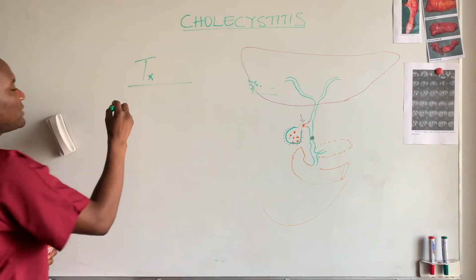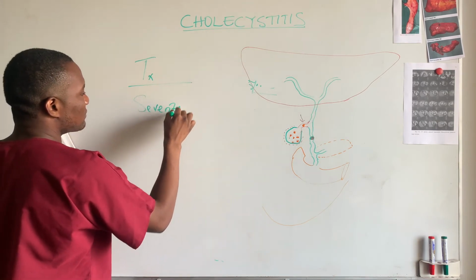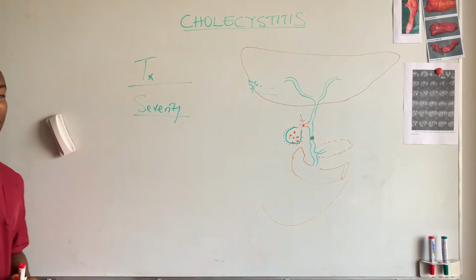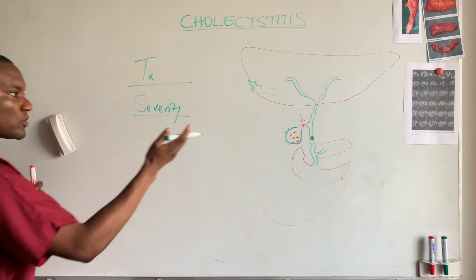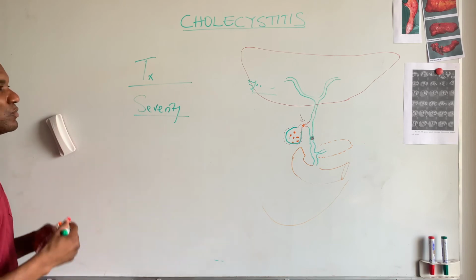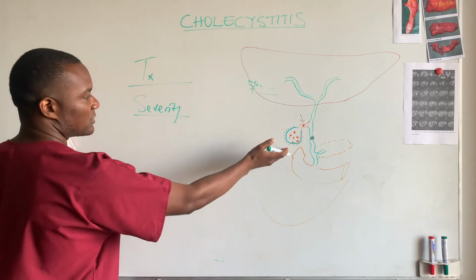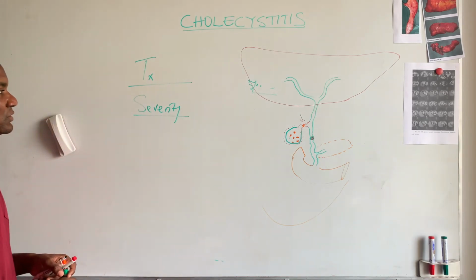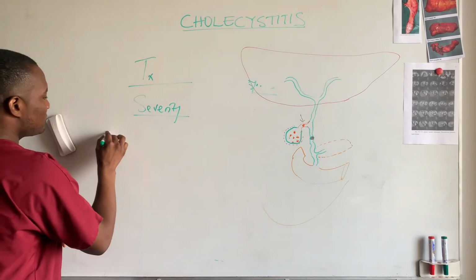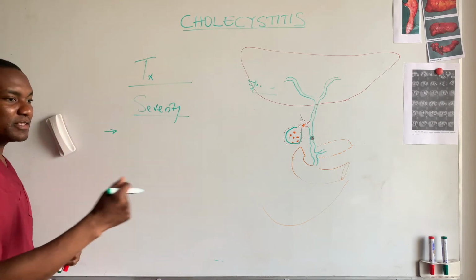This again depends on the severity. If the patient comes with an uncomplicated case, the treatment approach is different. However, we will talk about the classical treatment of non-complicated cholecystitis. You have to stabilize these patients first before you think about surgery.